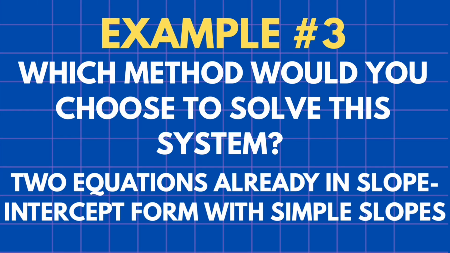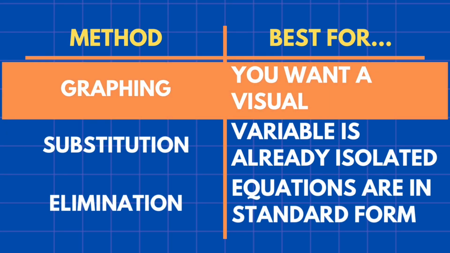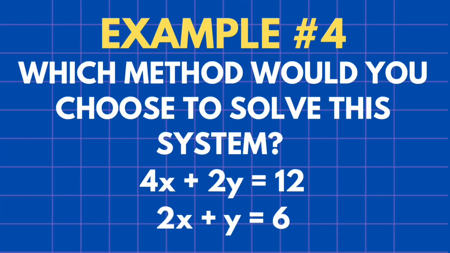Example 3. Which method would you choose to solve this system? Two equations already in slope-intercept form with simple slopes. Graphing. Graphing is a great choice if you're asked to graph or if the intersection looks like it will land on exact coordinates.